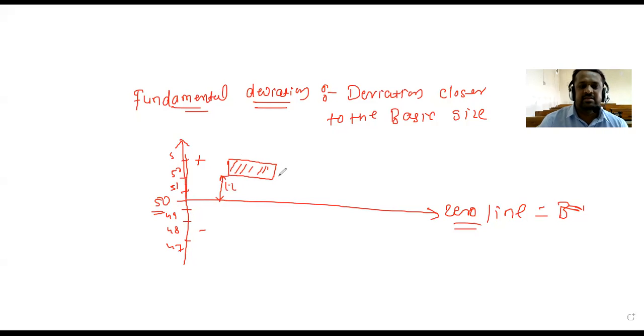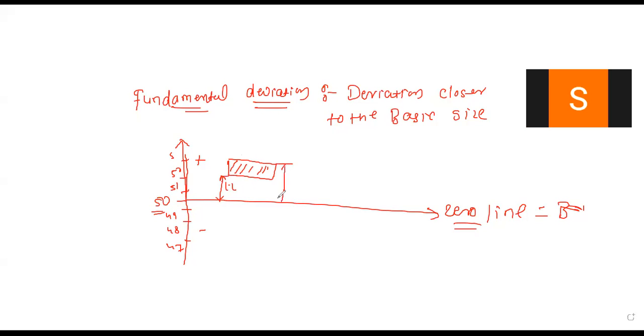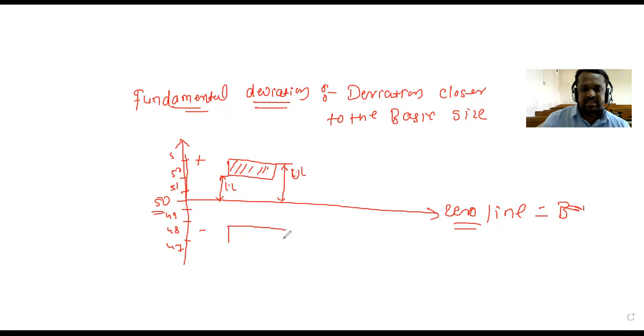Yes, is it the lower limit or upper limit? Lower. And this is the upper limit. Okay, if suppose the tolerance zone is like this, then tell me what is the lower limit, what is the upper limit, whether it is upper or lower.